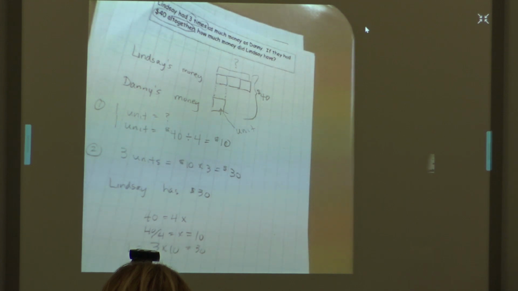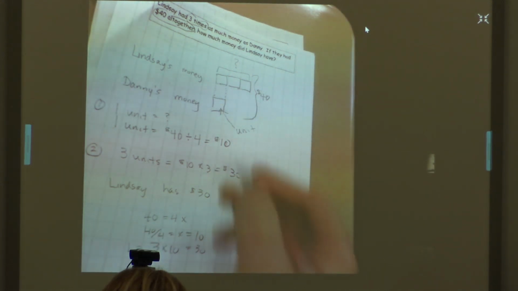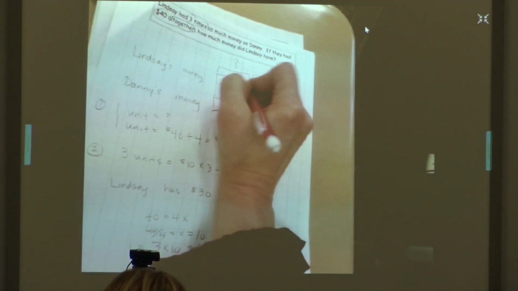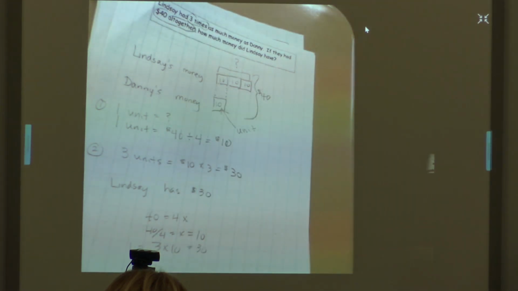Once you figure out that 1 unit is 10, can you take your 10 and put it in each square? Yeah, absolutely. The question was, could I write 10 in each square? Yes. If that's more visual for you, you can do that. Absolutely, there's no rule against that. You could add all kinds of things in there.